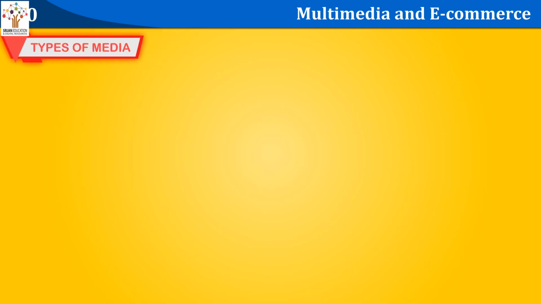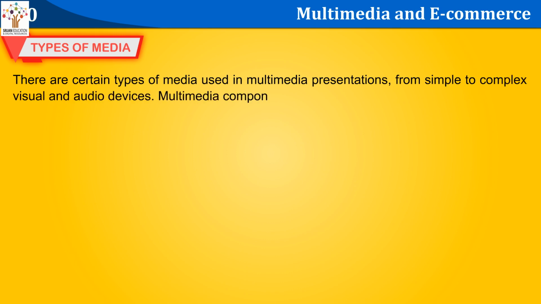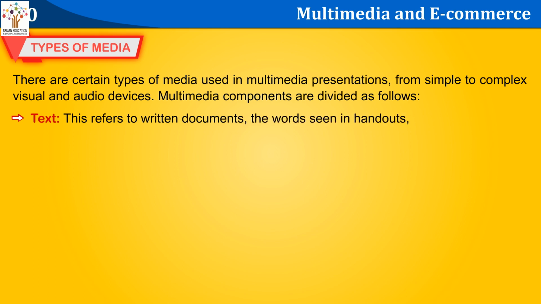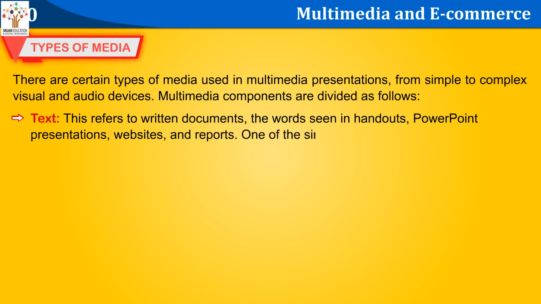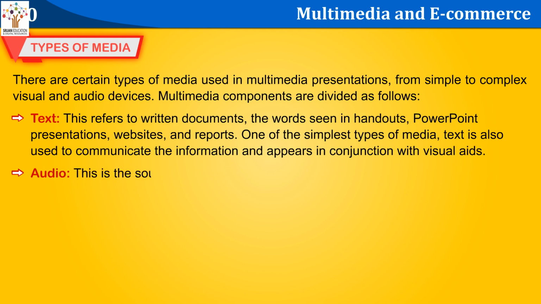Types of media. There are certain types of media used in multimedia presentations, from simple to complex visual and audio devices. Multimedia components are divided as follows. Text. This refers to written documents, the words seen in handouts, PowerPoint presentations, websites, and reports. One of the simplest types of media, text is also used to communicate the information and appears in conjunction with visual aids.